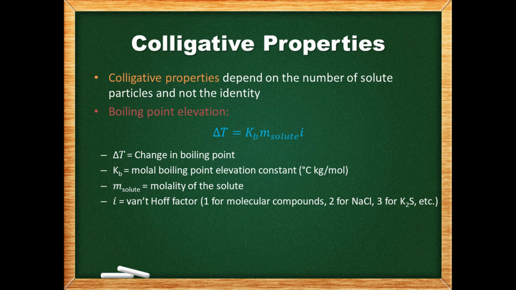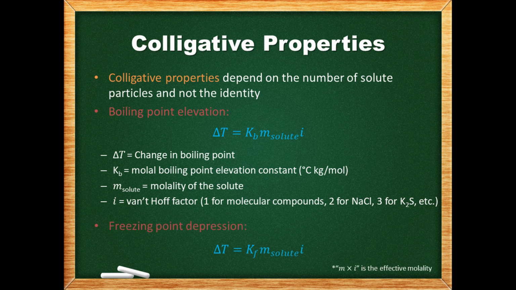The Van't Hoff factor depends on whether or not the solute is an electrolyte. It relates to the number of particles in solution formed by the solute. For example, molecular compounds stay intact in solution and thus will have a Van't Hoff factor of 1. Sodium chloride would dissociate into two ions, sodium and chloride, so it will have a Van't Hoff factor of 2. Potassium sulfide would dissociate into 3 particles and will have a Van't Hoff factor of 3.